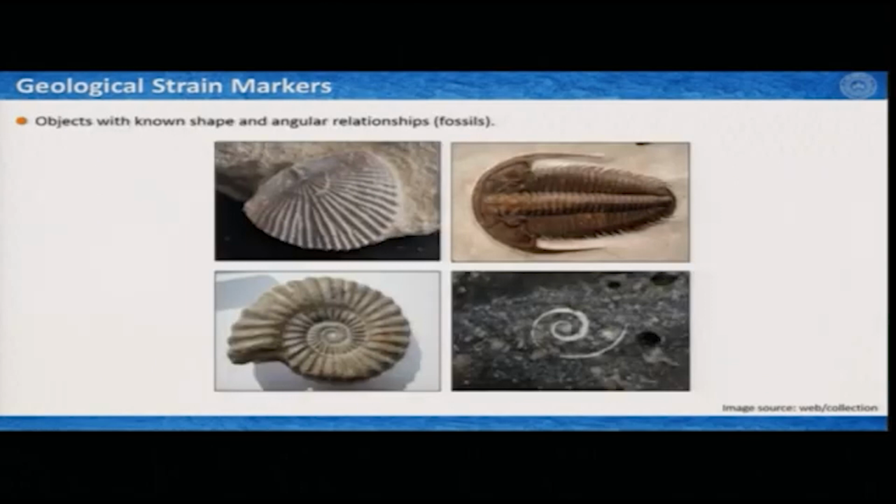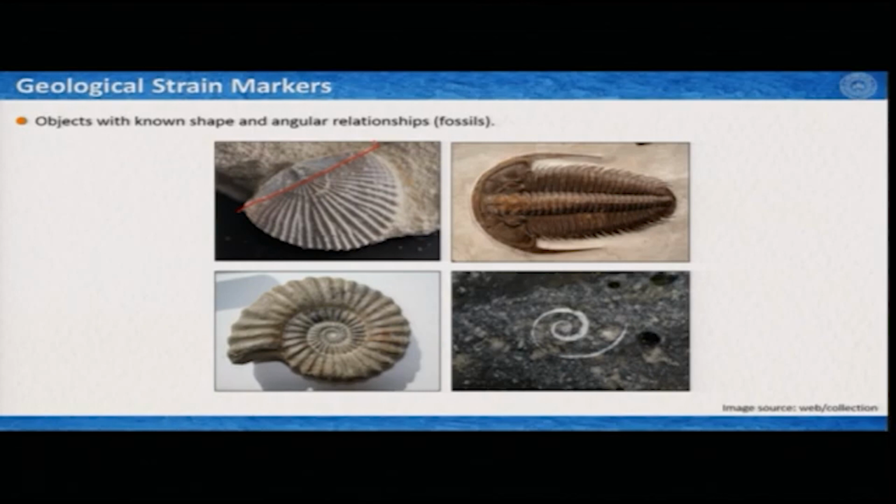And the next one is, of course, if you have some objects of known shape and their angular relationships, and here we mostly use fossils. The first one you see is an image of a fossil. The creature is a bivalve known as a brachiopod. This is an extinct one, and brachiopods were prolific on the earth in the Paleozoic time. You can see that it has a sort of bilateral symmetry.